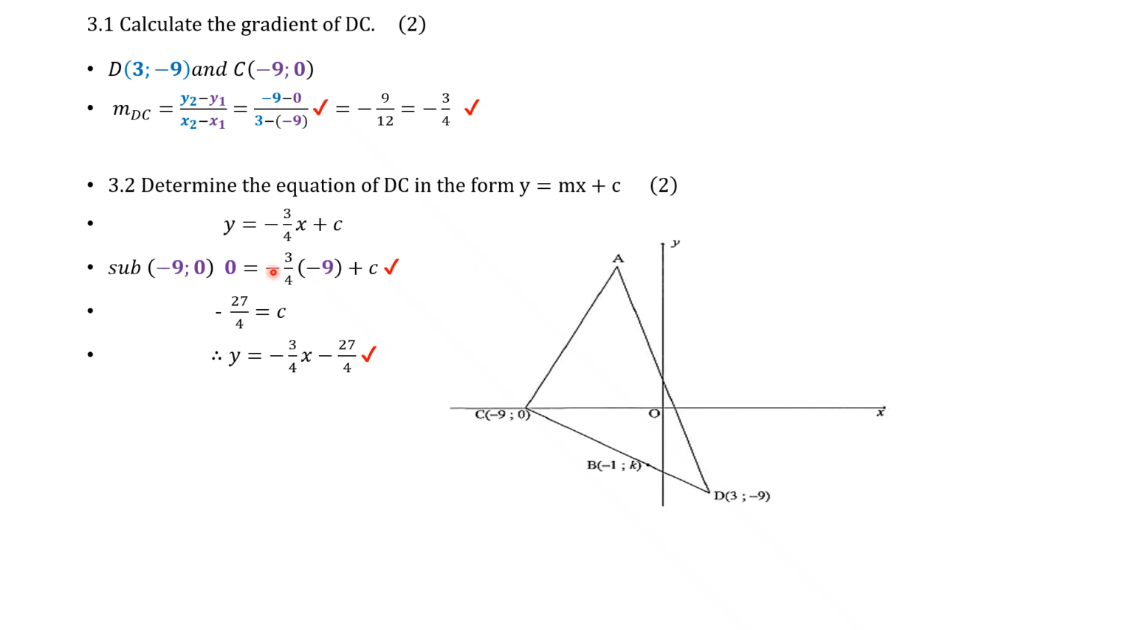Negative times negative becomes positive. 3 times 9 gives me 27 over 4. But if I take that positive across, it becomes -27 over 4 for c. So therefore my equation now reads y equals -3 over 4 x minus 27 over 4. So I hope you follow up to here. Let's go look at the next questions.